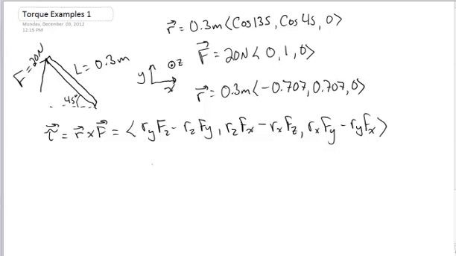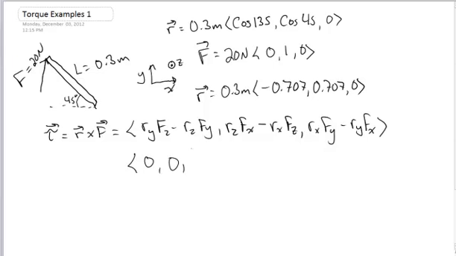So let's go ahead and take a look at what we get. Notice that r sub z is 0, as is f sub z. So these two terms right here are both going to be 0. I'm also going to run into the same problem here. r sub z and f sub z are both 0. So these first two components end up being 0.